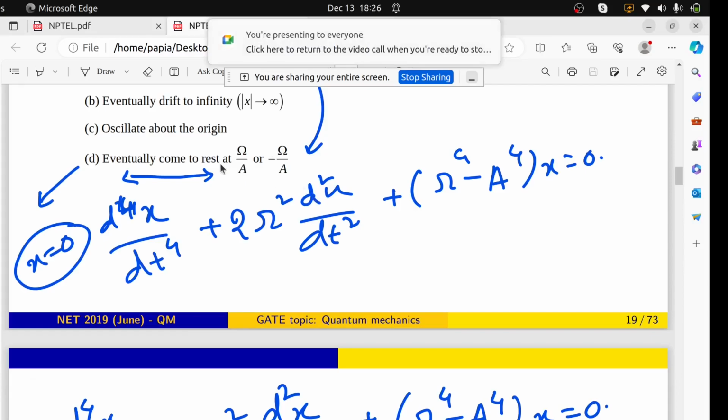Can anyone confirm that this one was explained or not? Because at that time maybe I was... No ma'am, you were discussing option C, I guess. Okay, so D was already discussed because I discussed D first and after that I discussed C. Otherwise I can discuss again also. So the D option was that it eventually comes to rest at omega by a or minus omega by a. Okay.